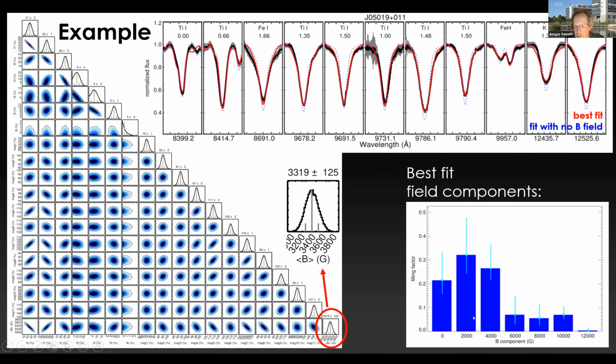And the model comes out with a broad distribution here. Most of the star is covered by a field with a 2 kilogauss strength, and then 4 kilogauss is a bit less. And then you can ask the question whether this is significant or not.